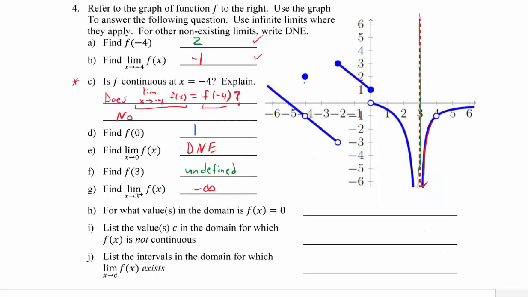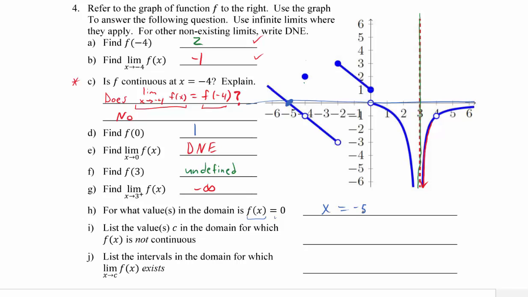H, for what values in the domain is f of x equals 0? F of x is the y value, so the y value is 0 along this line, and the only point that is defined on that line is this point, x equals -5.